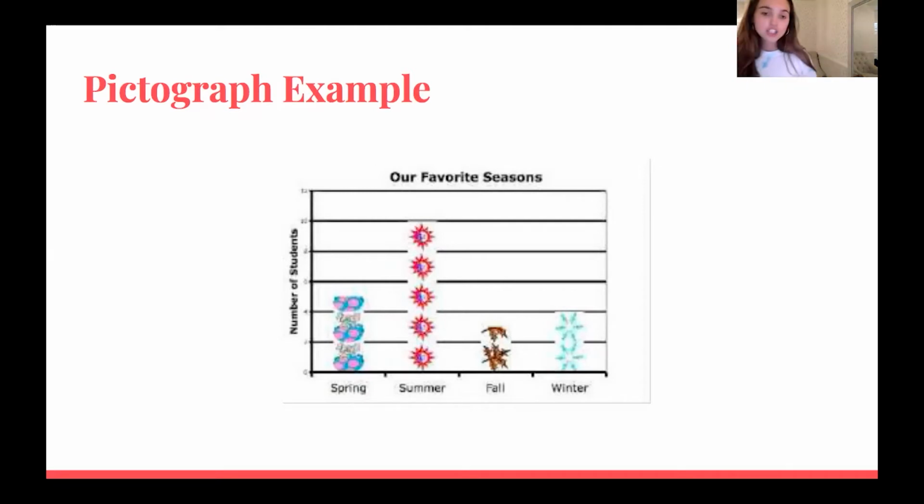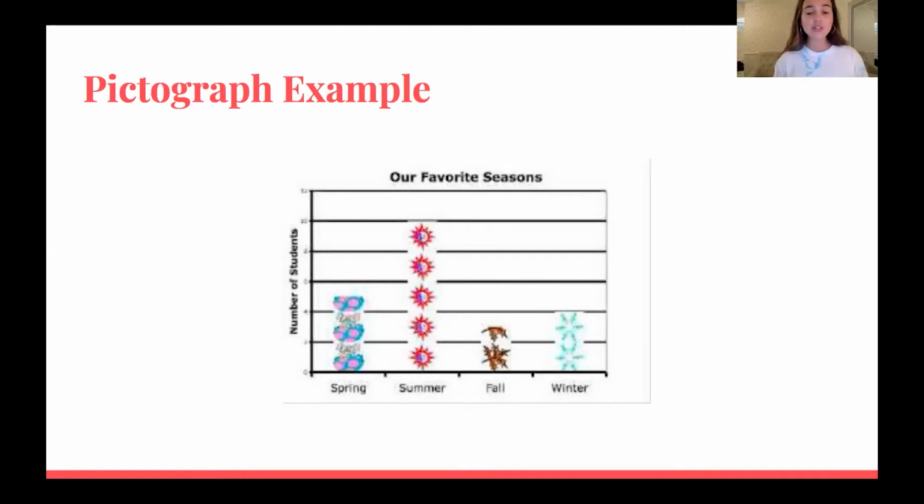But some pictographs will have one pencil stands for two votes. And if they cut the pencil in half, that is one vote. But here, it looks like each one is about two votes. So let's look. On spring, this one is a little bit funky, but it looks to me like there are 5 people who like spring.